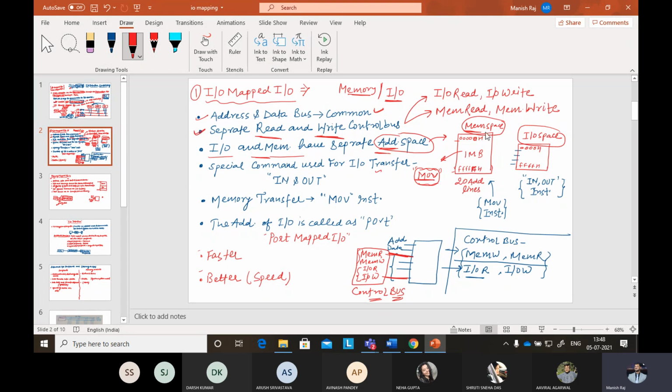So for the memory you will use the move instruction, but in the IO space, you can't use the move instruction because it is used for the memory. So a special type of instruction is made, which you can use: the in and out instructions. So these are different instructions for moving data. If you want to take some data from the IO devices, you can use the out.